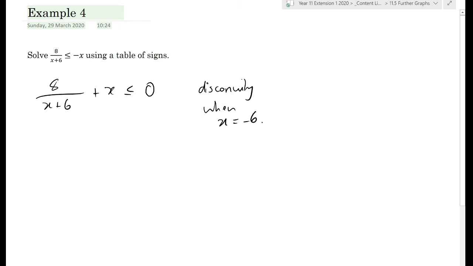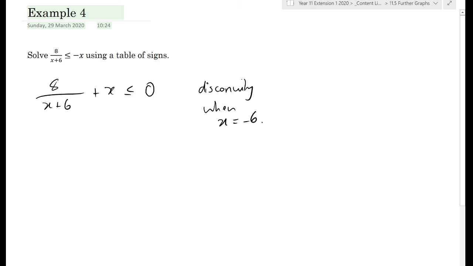Well, we know that because if I was to substitute negative 6 into this equation, I'd get a fraction with a 0 on the bottom. That doesn't work. So for my table of values, I need to make sure that I'm actually including this negative 6 here, because that will actually determine some stuff about it. Now, let's solve this equation so we can find some zeros.